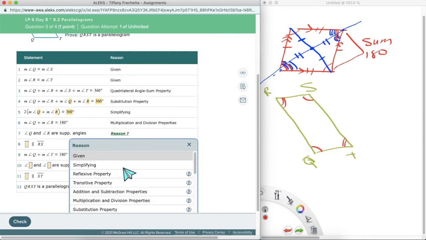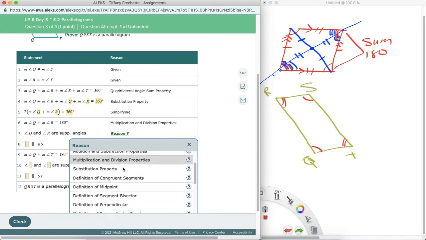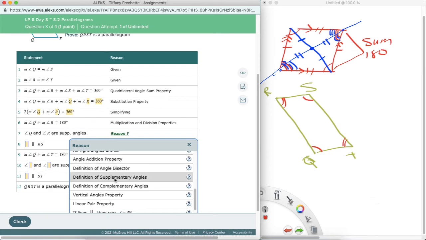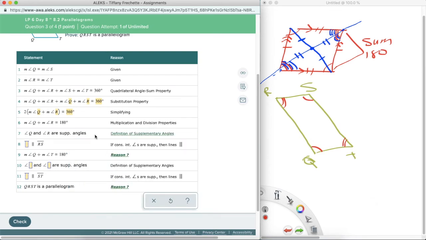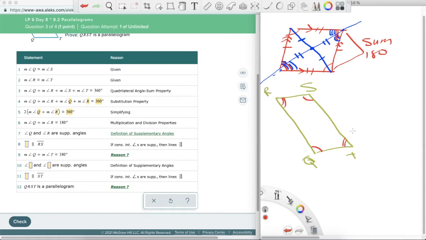So let's see, we need to find that. Definition of supplementary angles. And because supplementary angles are found here, one right, or consecutive angles, R and Q, add up to 180, this shows that RS is parallel to QT, because that is one of our properties.